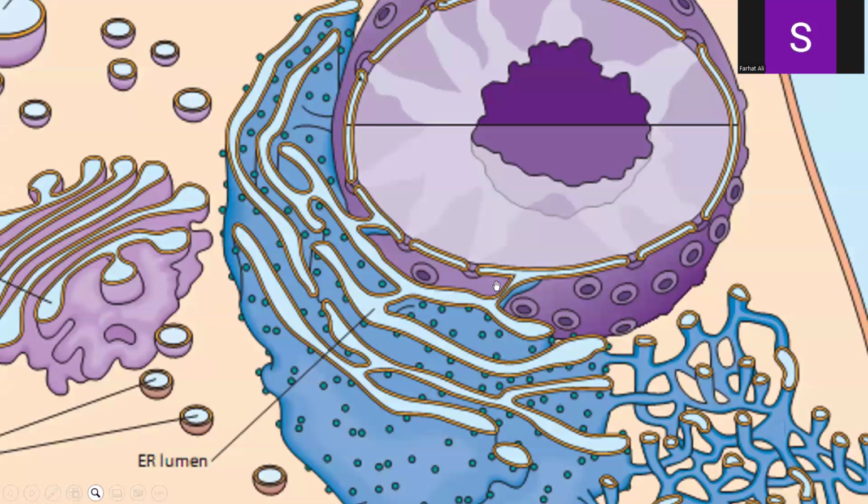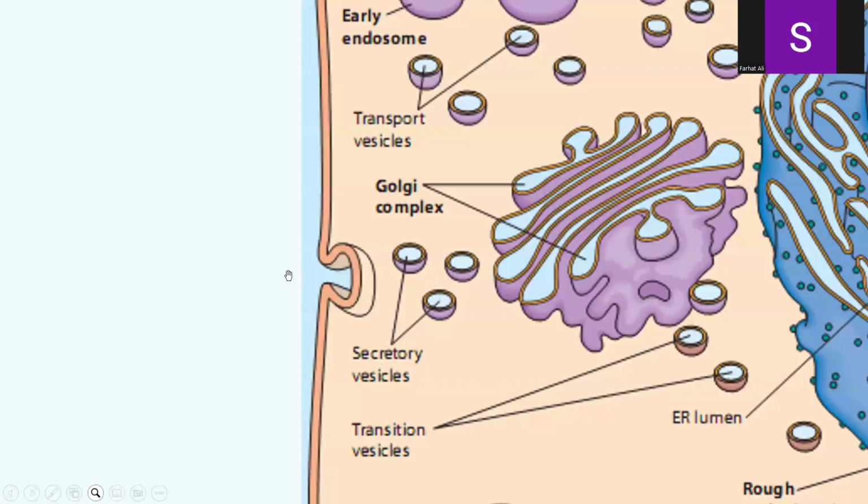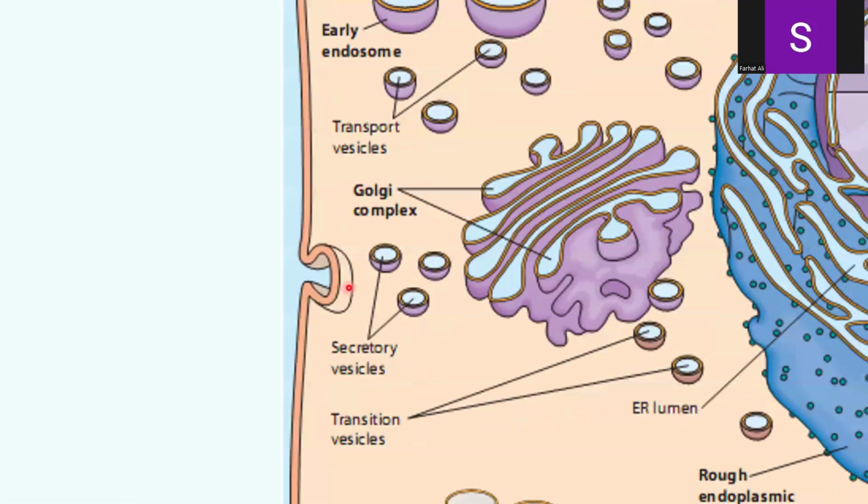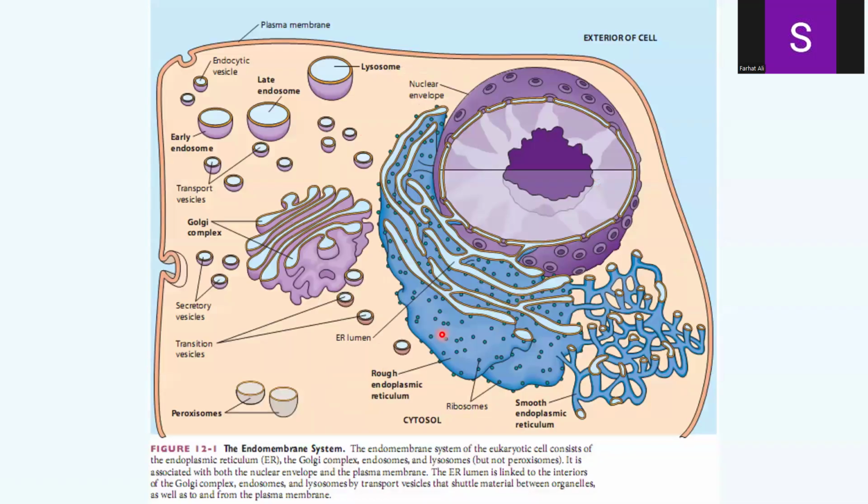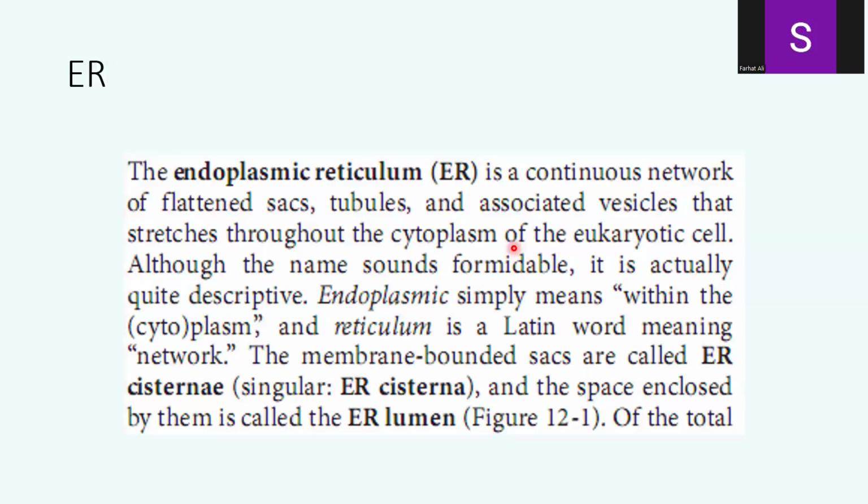On one side, it is continuous with the nuclear membrane, and on the other side, via the Golgi and vesicles, it is continuous with the plasma membrane. So the endoplasmic reticulum is continuous with different components of the cell. Endoplasmic reticulum means a network present inside the cytoplasm. This is the literal meaning of endoplasmic reticulum.